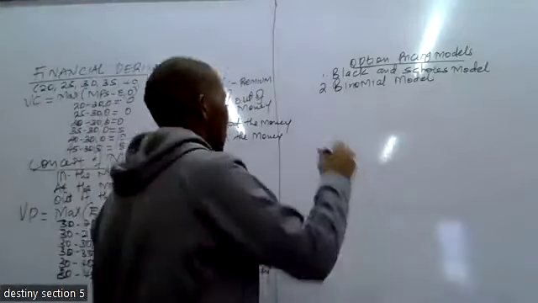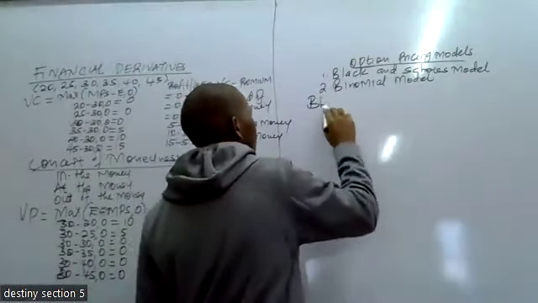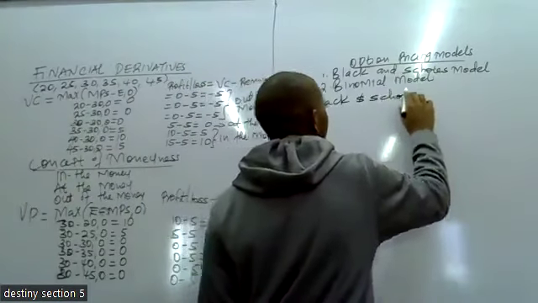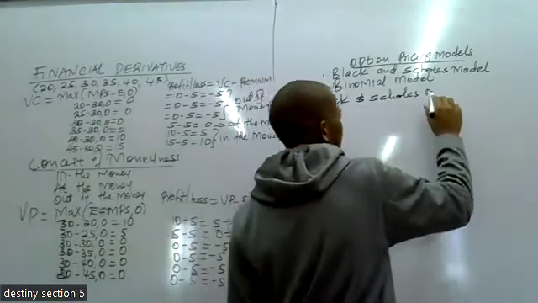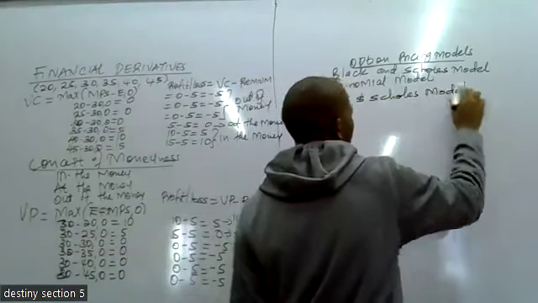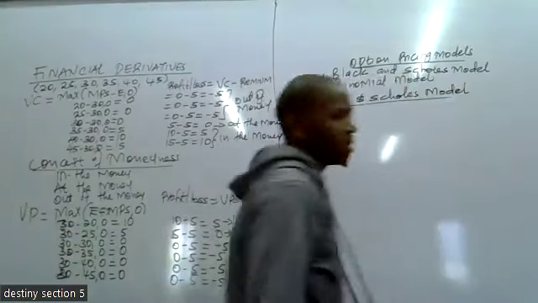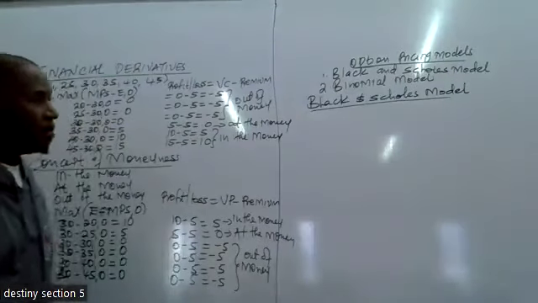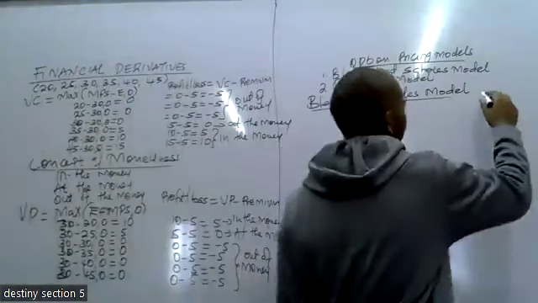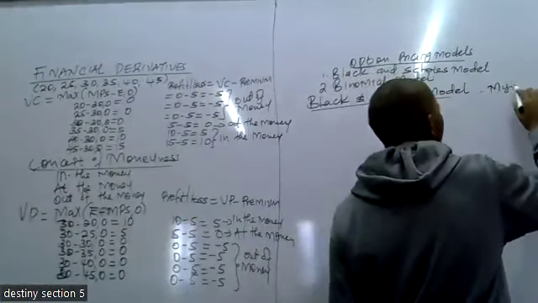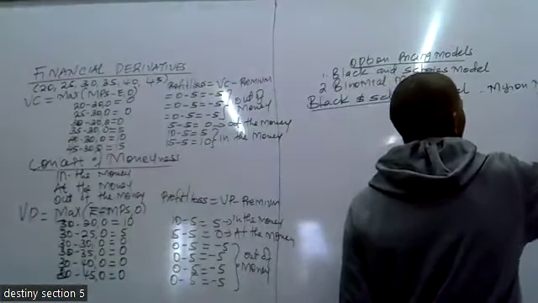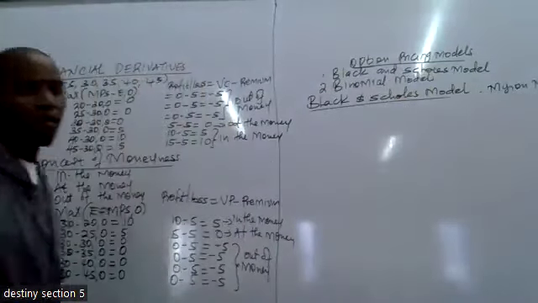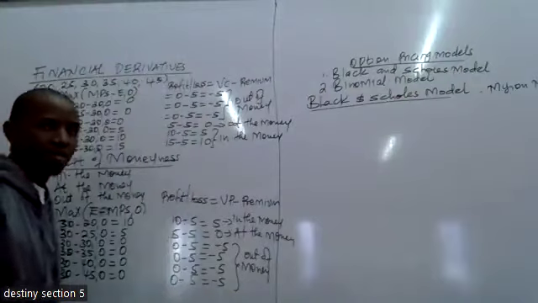So let's begin with the Black-Scholes model. Now, this one was developed by a person called Myron Merton, the person who came up with this model of option pricing.